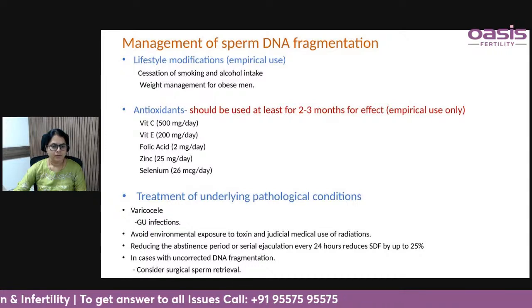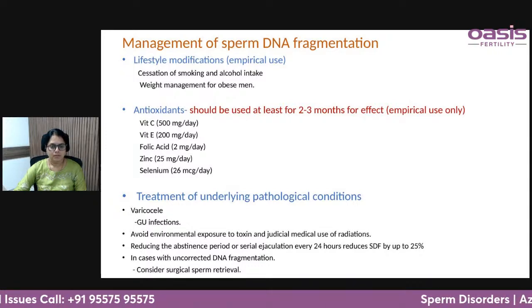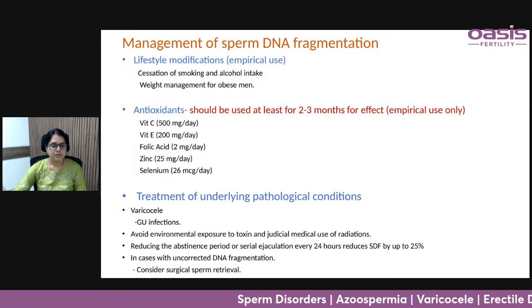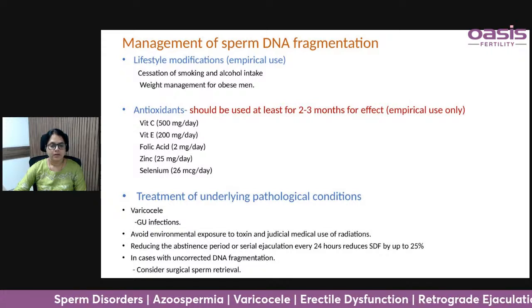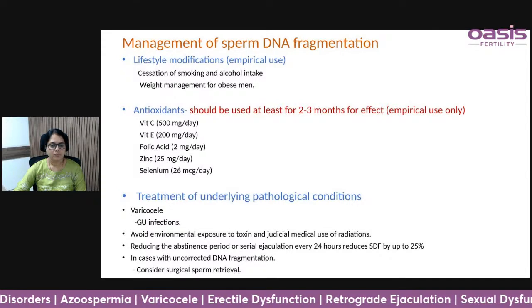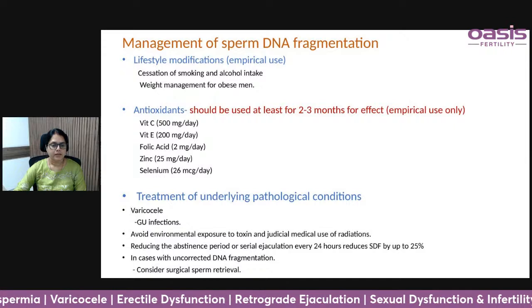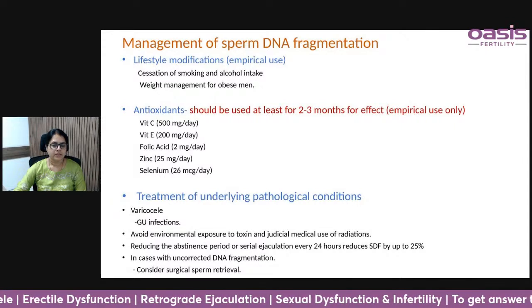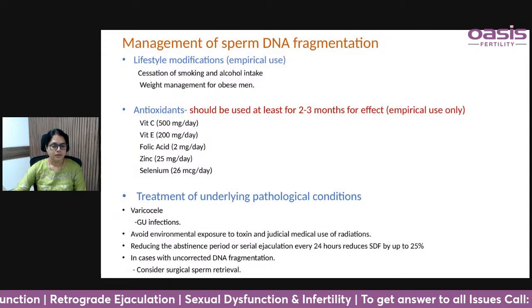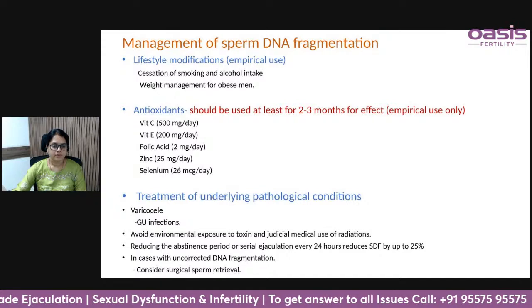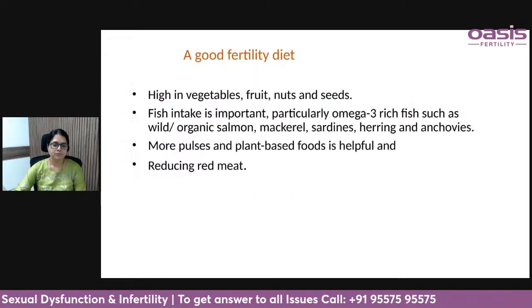Then avoidance of environmental exposure to toxins and judicious medical use of radiations. Reducing the abstinence period or serial ejaculation every 24 hours reduces the SDF by up to 25%. And in cases with uncorrected DNA fragmentation, we have to consider surgical sperm retrieval.